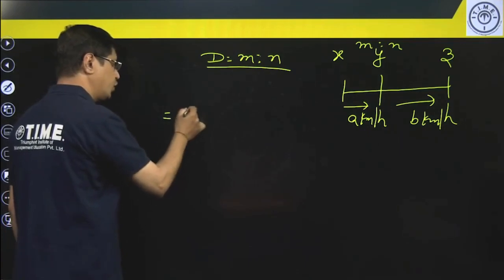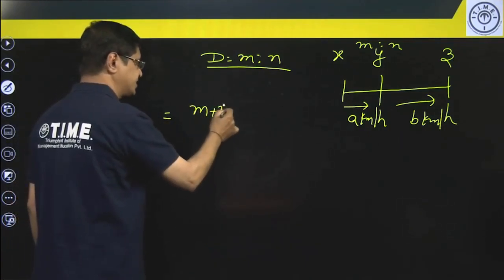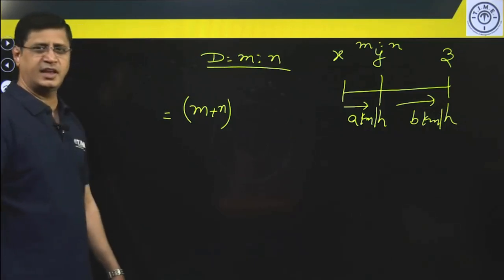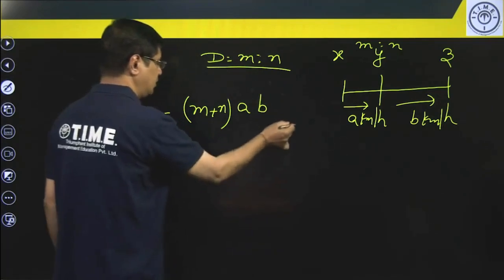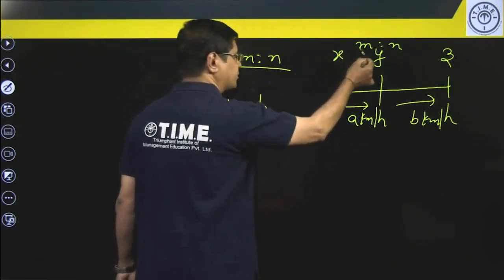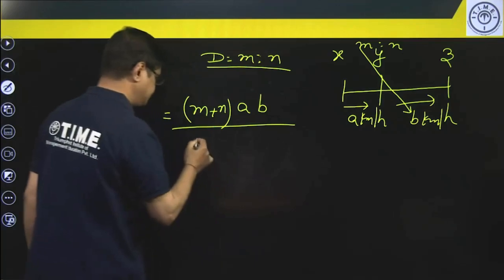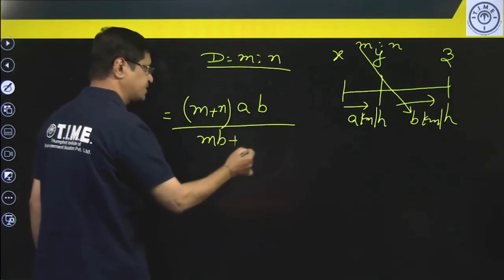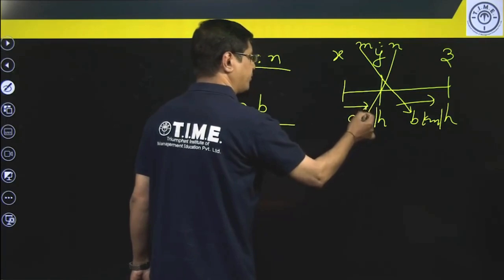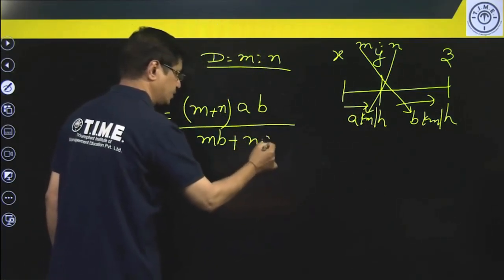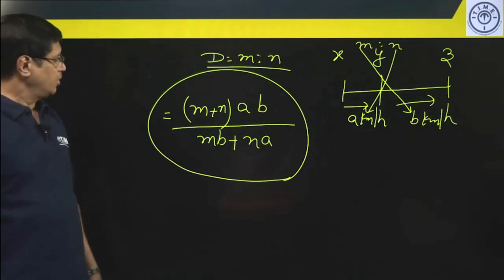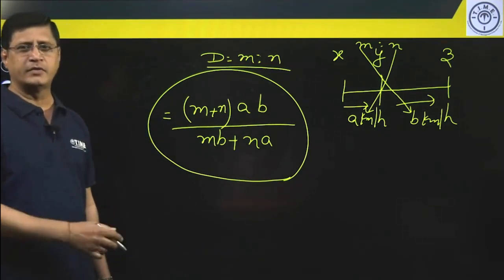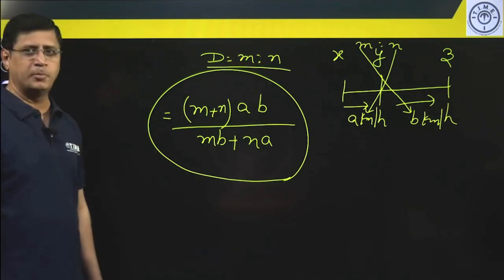The average speed is equal to the sum of the ratio of the distances, that is M plus N, times the product of the speeds A into B, divided by the sum of the cross multiplication, M into B plus N into A. So what is average speed? Average speed is equal to the sum of the ratio of the distances into the product of the speeds, by the sum of the cross multiplication M into B, N into A.